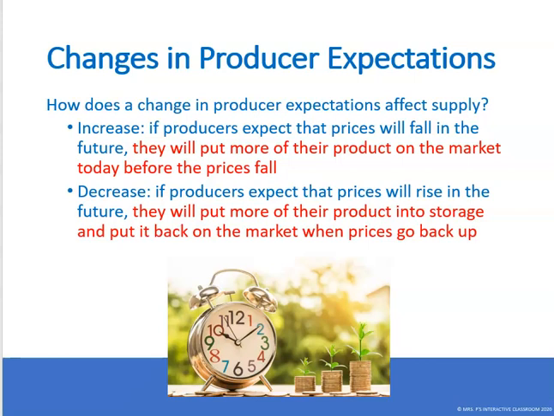Changes in producer expectations. How does a change in producer expectations affect supply? For example, increase. If producers expect that prices will fall in the future, they will put more of their product on the market today before the prices fall. Now, a decrease in this situation, if producers expect that prices will rise in the future, they will put more of their product into storage and put it back on the market when prices go back up because they want to make as much money as possible on their good or service that they're selling. So that means that they sometimes will stockpile that item, and then once the prices regulate or go back up, then they'll sell their item again because they make more money on their return on their investment.